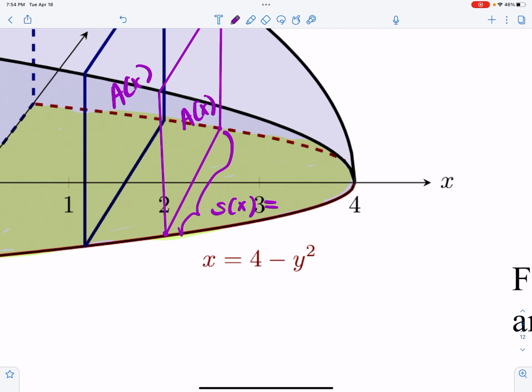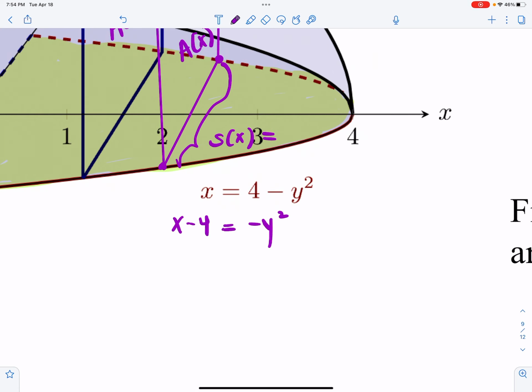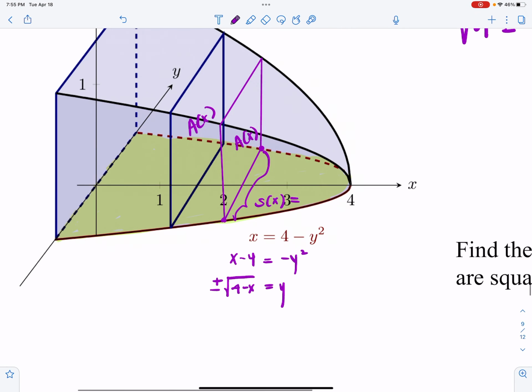So why don't we solve this equation so that we can figure out what y is equal to at this point on the parabola, as well as this point. If we solve for y here, we would subtract by 4, and then we would have negative y squared, and then we would think about dividing by negative 1. So we would have plus or minus the square root of 4 minus x is equal to y.